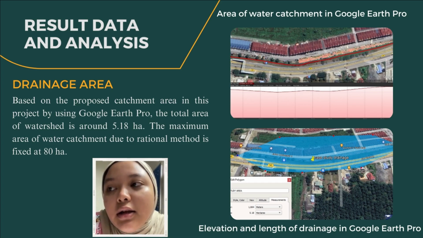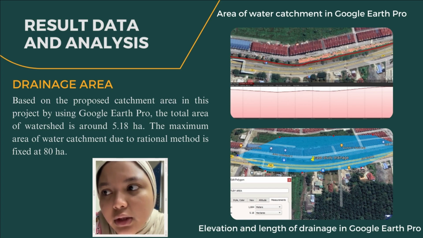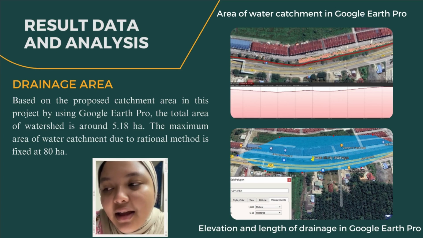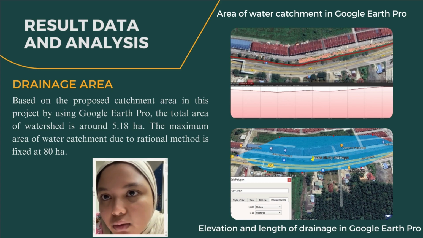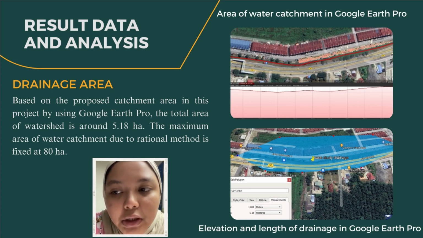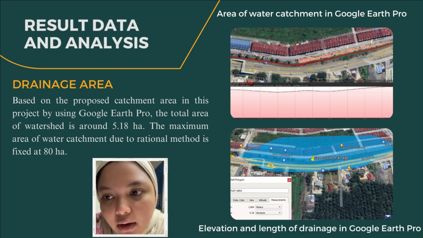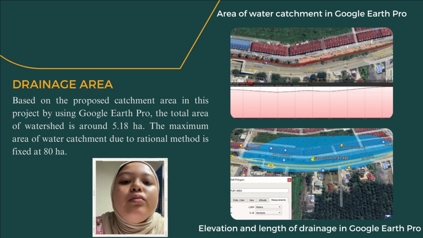In the result data and analysis, we have the drainage area, which is based on the proposed catchment area in this project. By using Google Earth Pro, the total area of the watershed is around 5.18 hectares. The maximum area of water catchment for the rational method is fixed at 80 hectares. The first picture shows the area of water catchment in Google Earth Pro, and the second picture shows the elevation and length of drainage in Google Earth Pro.